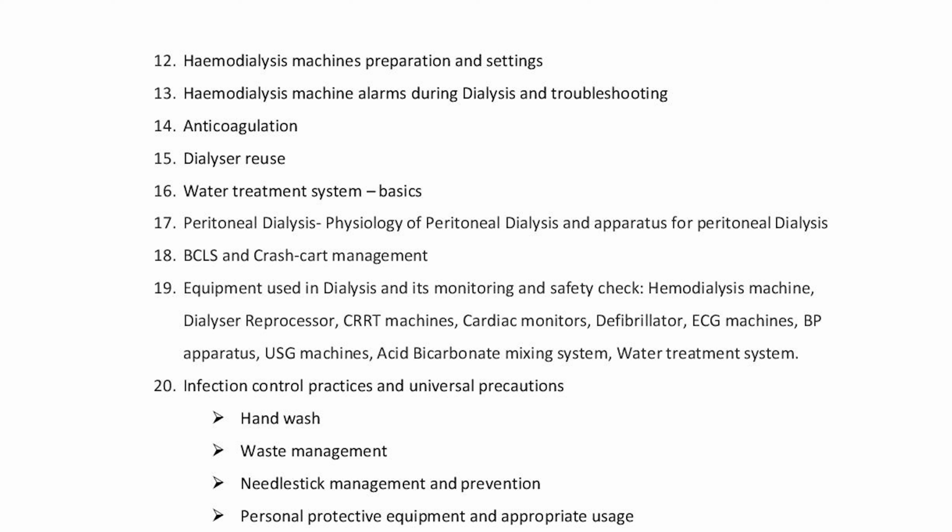17. Peritoneal dialysis, physiology of peritoneal dialysis and apparatus for peritoneal dialysis. 18. BCLS and crash cart management. 19. Equipment used in dialysis and its monitoring and safety check. Hemodialysis machine, dialyzer reprocessor, CRRT machines, cardiac monitors, defibrillator, ECG machines, BP apparatus, USG machines, acid bicarbonate mixing system, water treatment system. 20. Infection control practices and universal precautions.